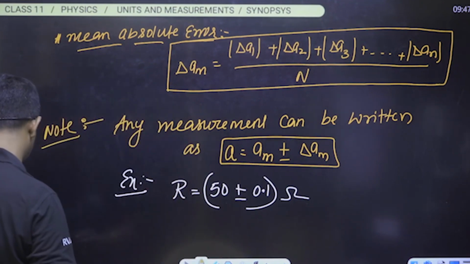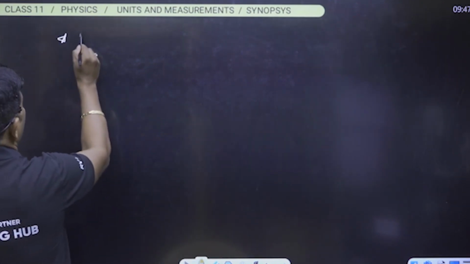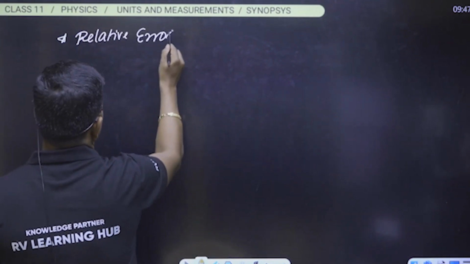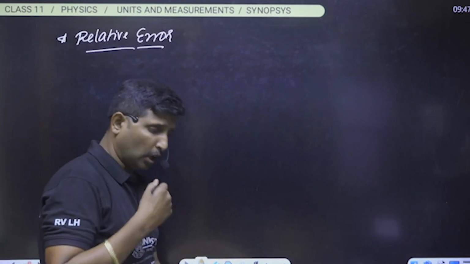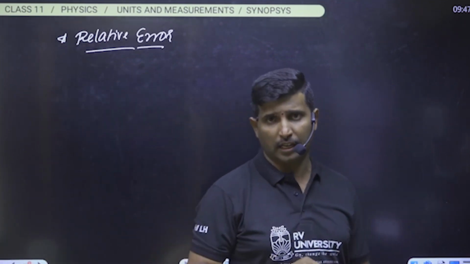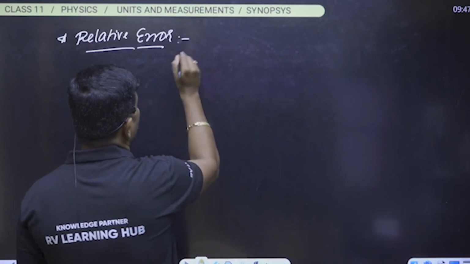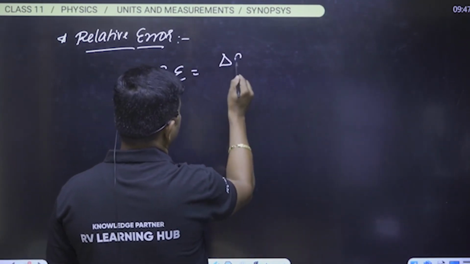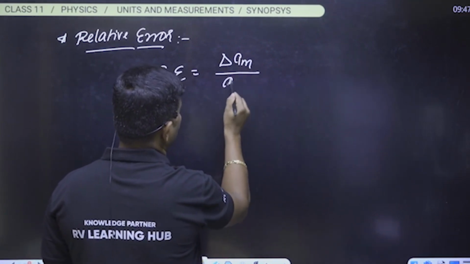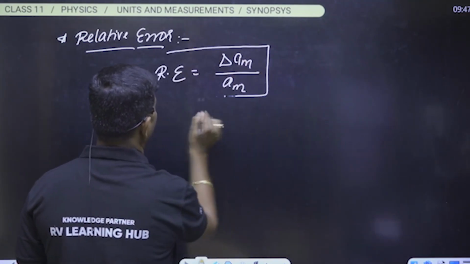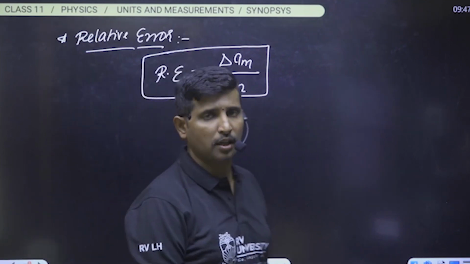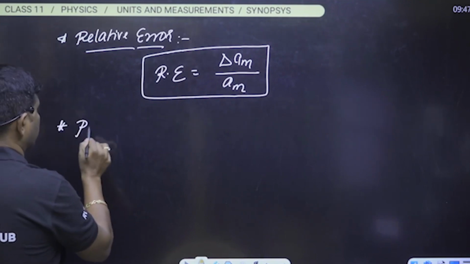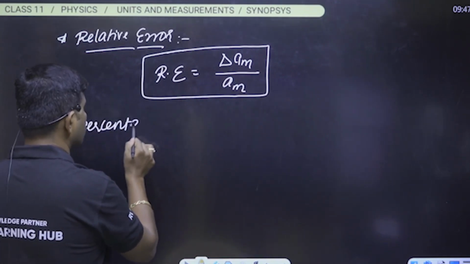Now we go with the next concept, that is, what is the relative error. See here, relative error, or we can also call it the fractional error. Relative error is nothing but the ratio of the mean absolute error to its mean value. That is called the relative error.